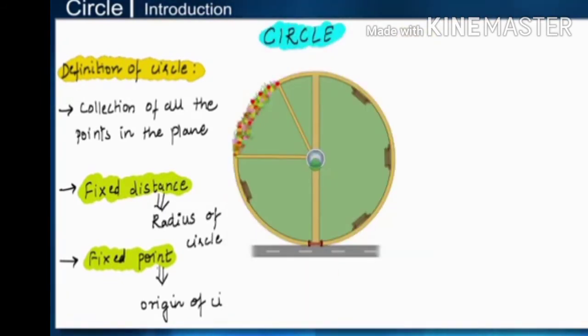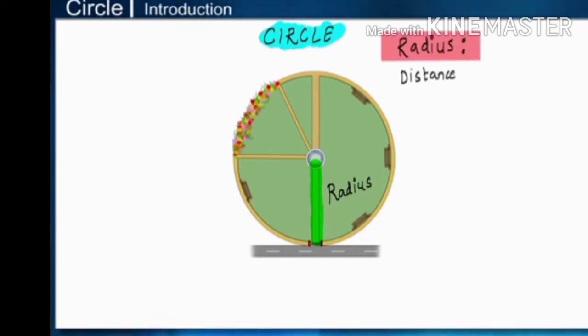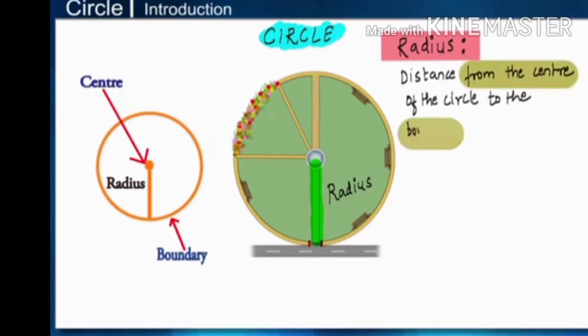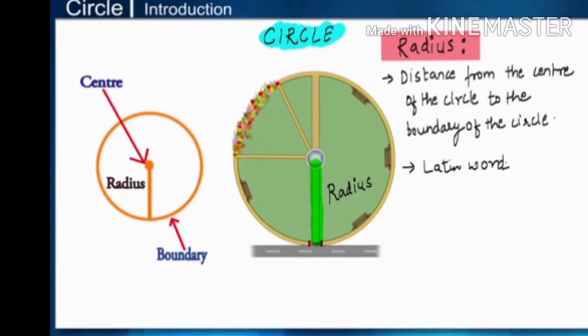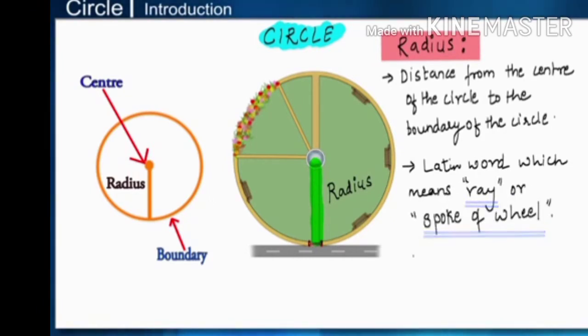If you see, there is a path which connects the fountain and the entrance gate. This path can be called as the radius. The radius is the distance from the center of the circle to the boundary of the circle. Radius is a Latin word which means ray or the spoke of a wheel. Radius is denoted by a small letter r.